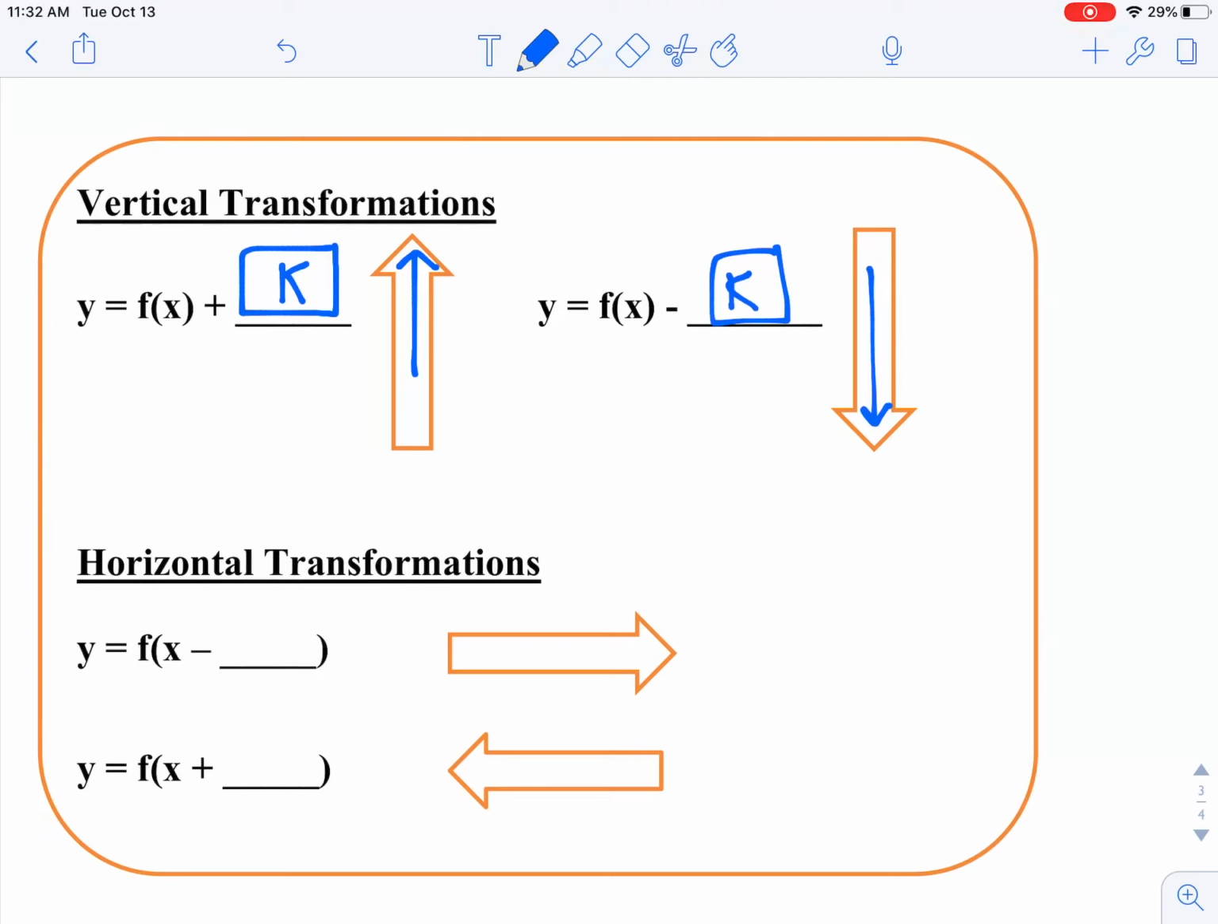Then we tend to use the variable h here for horizontal. So if it is minus h, I am going to go to the right. And if it is plus h, I am going to go to the left. And notice the parentheses here, right? That's key. In the parentheses is horizontal. After the parentheses is vertical.